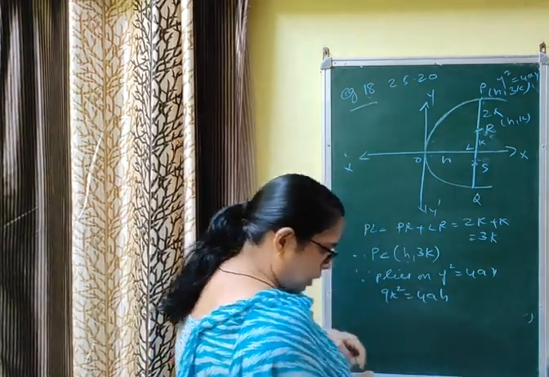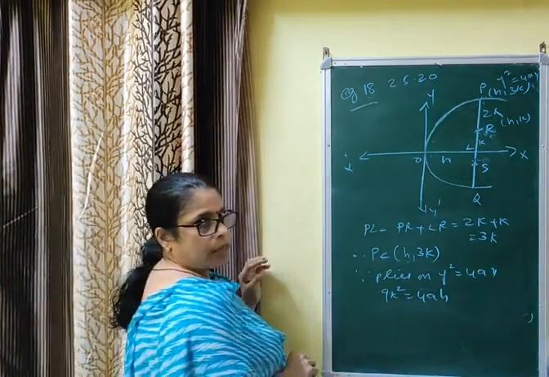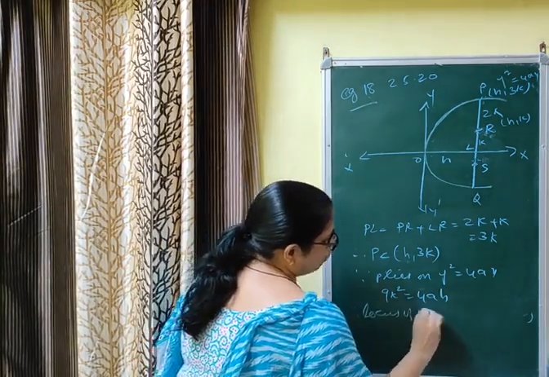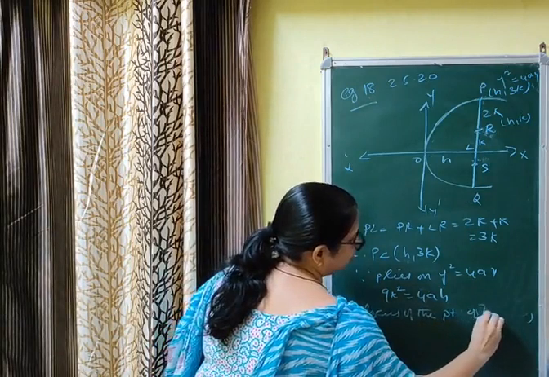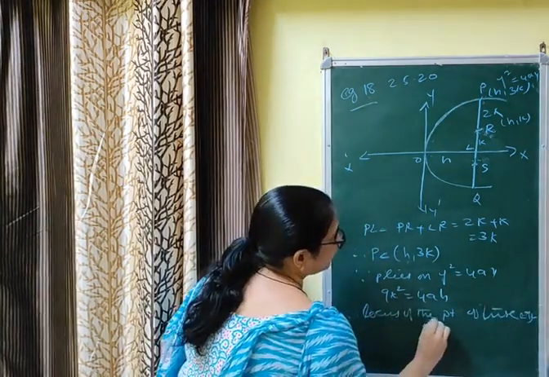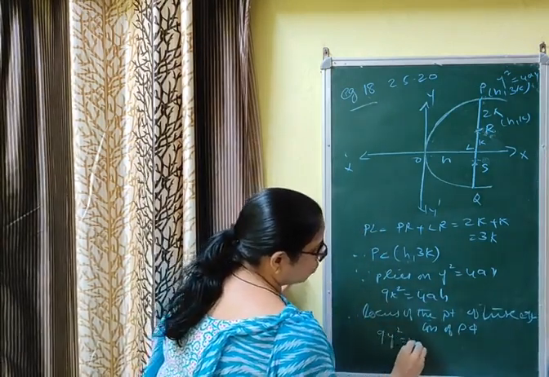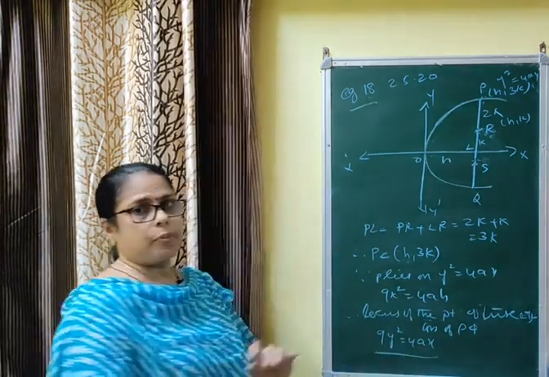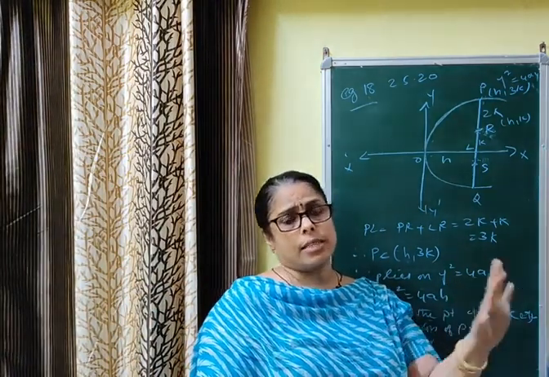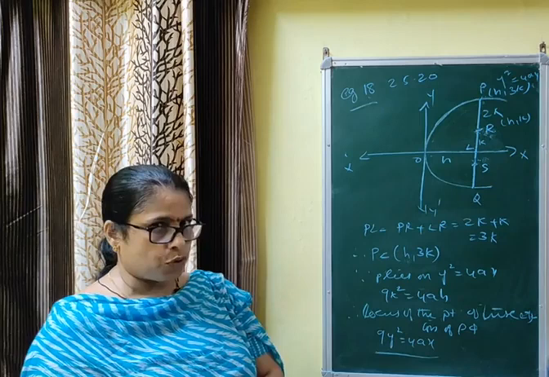Now, as I told you, for finding the locus, you have to replace h and k by x and y. Therefore, the locus of the point of trisection of double ordinate PQ is 9y square is equal to 4x. Always remember that for finding the locus, in the last step the arbitrary point is to be changed by x and y.